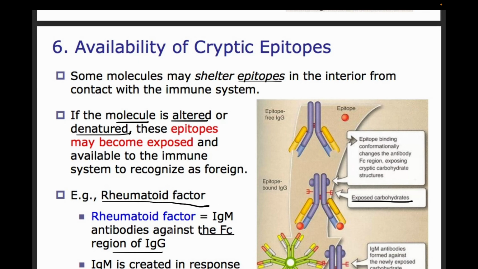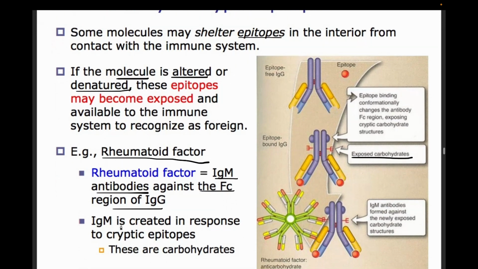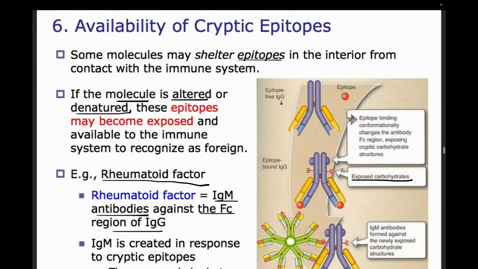What is rheumatoid factor? IgM antibodies against the Fc region. Fc is present in the constant region of the IgG antibody. IgM is created in response to this. How does this happen? Basically, we have a normal free IgG antibody. As you can see, this is the variable region. This is the constant region. And the constant region contains a region called the Fc.